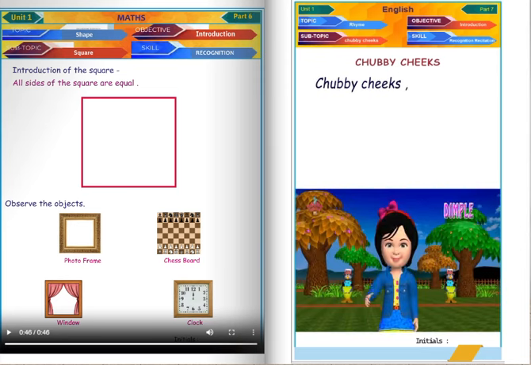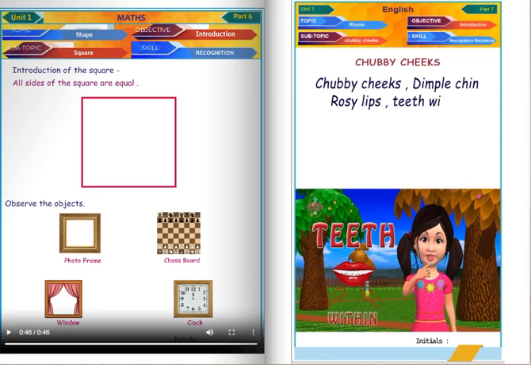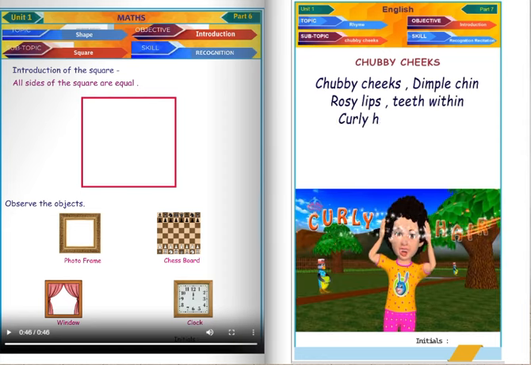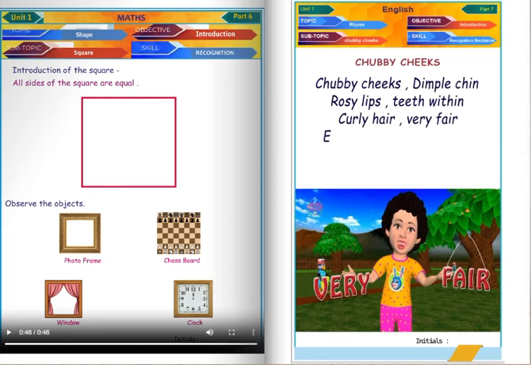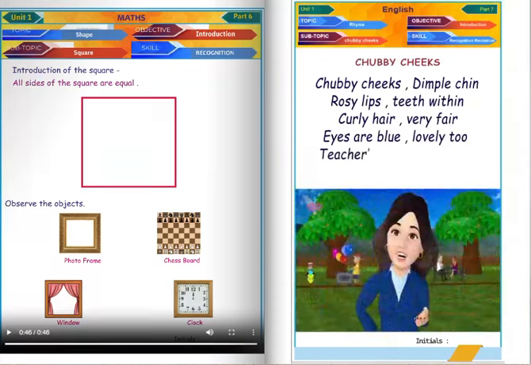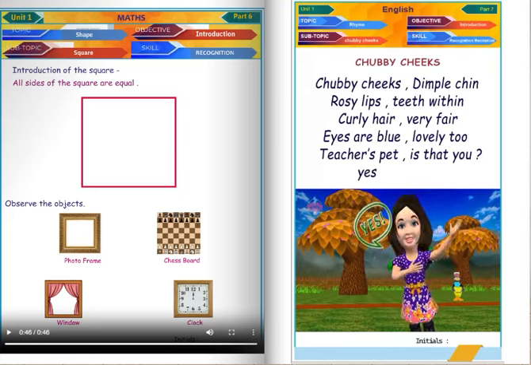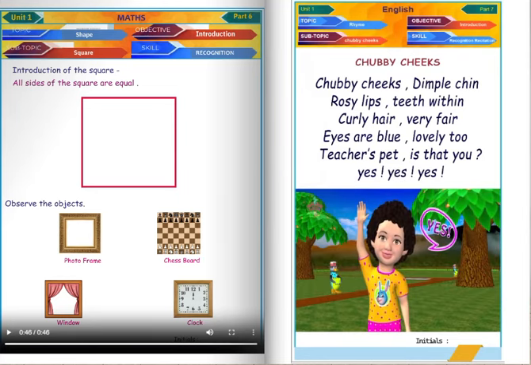Jumpy cheeks, dimple chin, rosy lips, teeth within, curly hair, very fair, eyes are blue, lovely too. Teacher's pet, is that you? Yes, yes, yes.